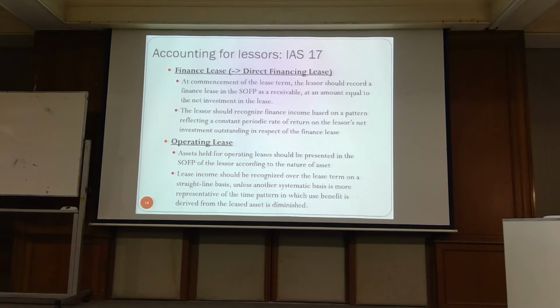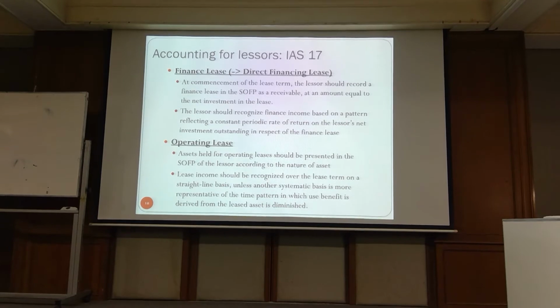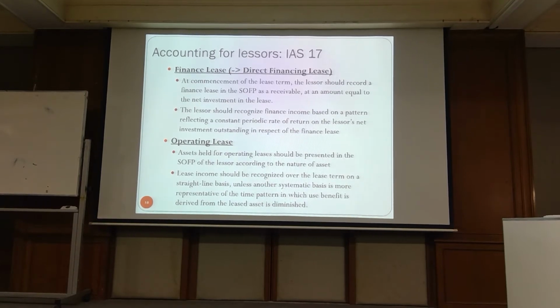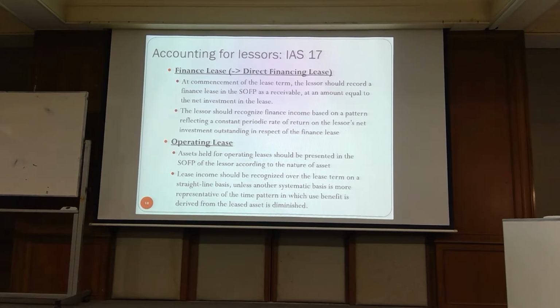It looks like the lessee is borrowing money from us and buying the asset. Just think of it like this. They get the money from us and they buy the asset. But in fact, the money didn't go to the lessee. So we call this a direct financing lease, not a sales-type lease. I'm going to talk about sales-type lease later on.